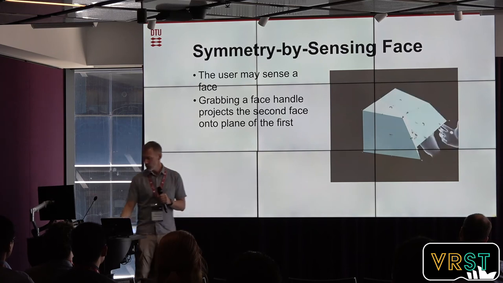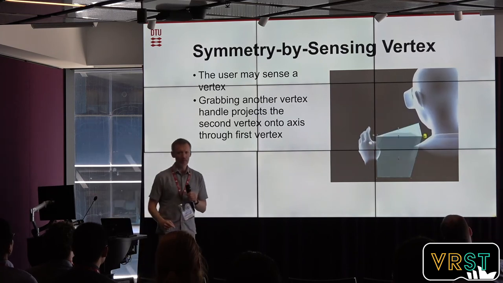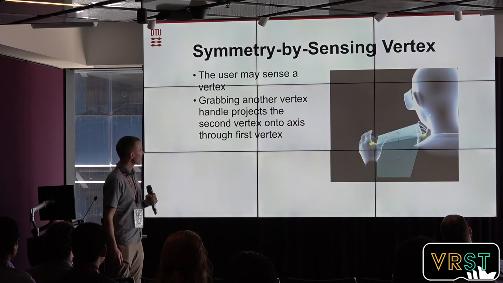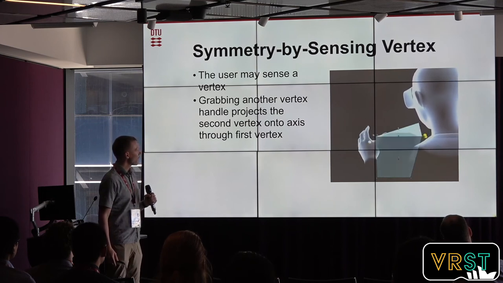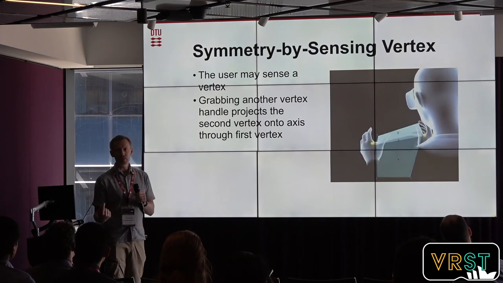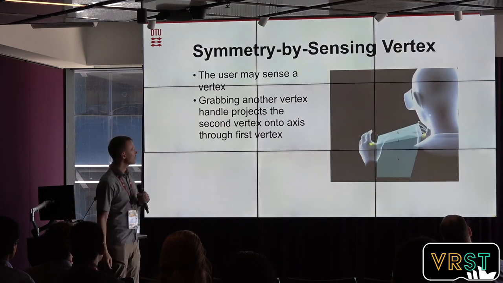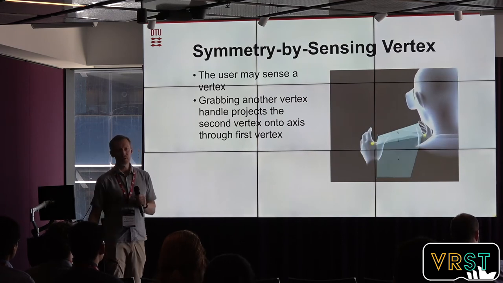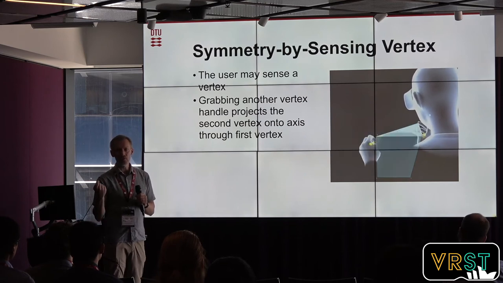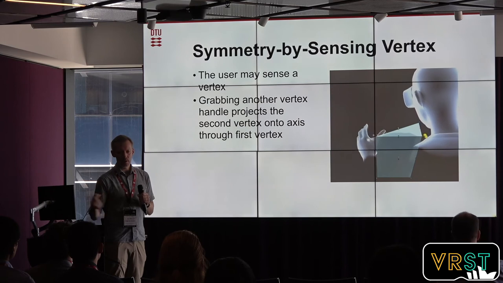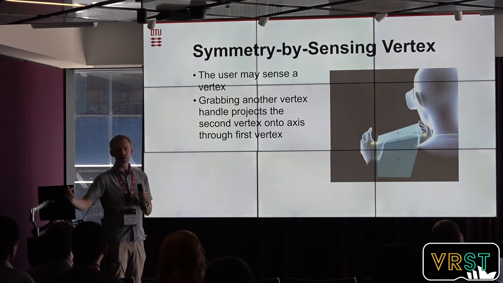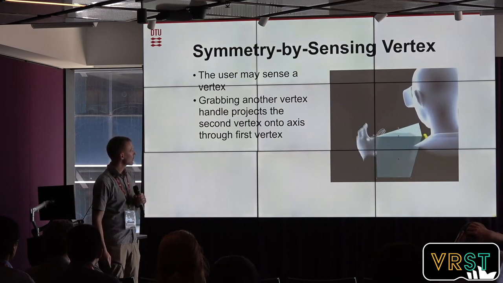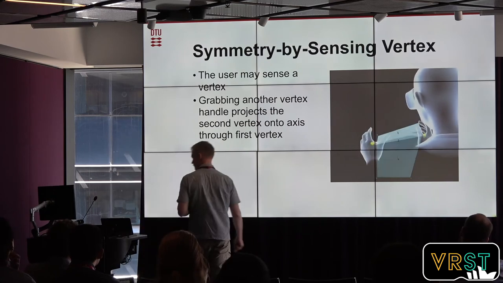You can also use this on vertices. Of course, vertices being the zero-dimensional entities they are, we had to do it a little bit differently. So basically, if I sense a vertex, it constructs some lines going through the vertex that are aligned with the major axes of the coordinate system. And then when I grab the handle of another vertex, it will basically project that other vertex onto the line passing through the sensed vertex, which is most aligned with the vector from the sensed vertex to the vertex that I grab. So that's also quite effective, I find.